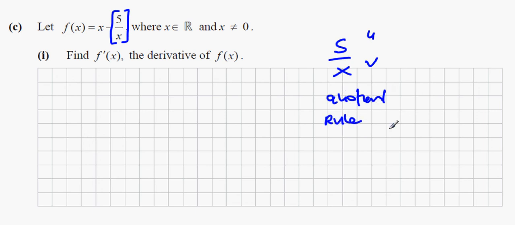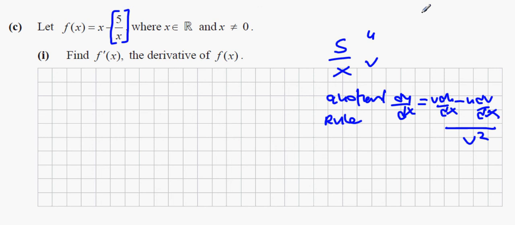So once again, the quotient rule is dy/dx equals v du/dx minus u dv/dx, all over v squared. So u equals 5, du/dx equals 0, v equals x, therefore dv/dx equals 1.